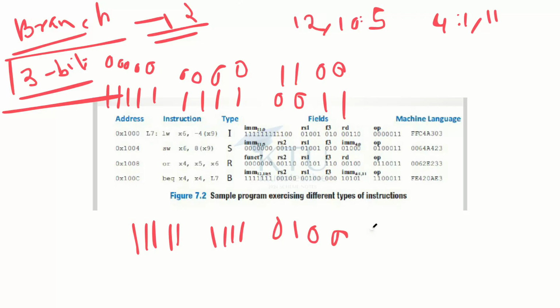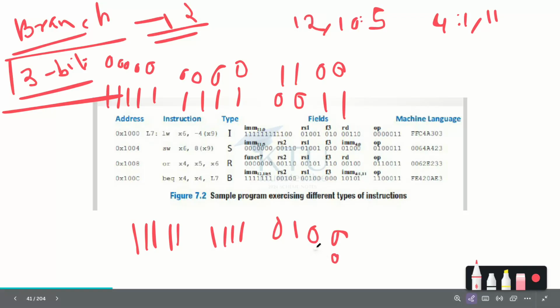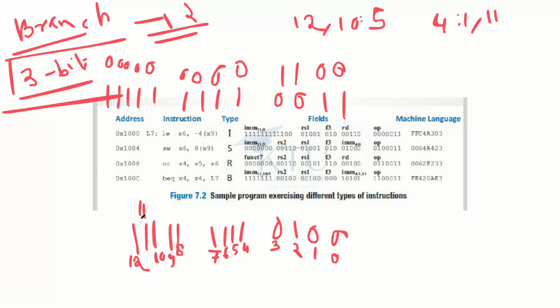Now how I am going to split is that this is my bit 0 1 2 3 4 5 6 7 8 9 10 11 12. In branch I told you the immediate we have to write in 13 bit. That is why I write it in 13 bit. And here first 12 bit I will write. In the first 7 bit, what are you going to write? This is how the splitting is: this is 7 bit splitting, this is 5 bit splitting.